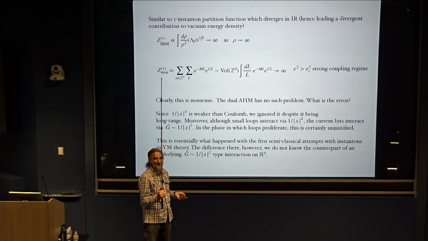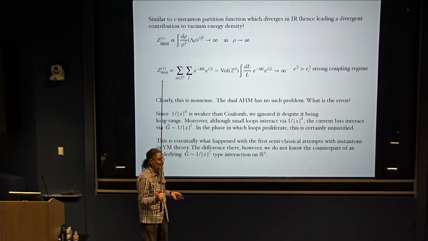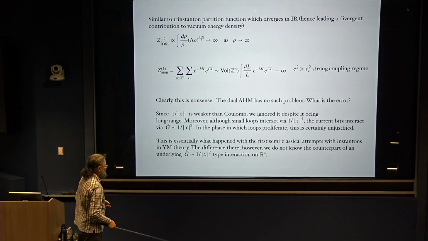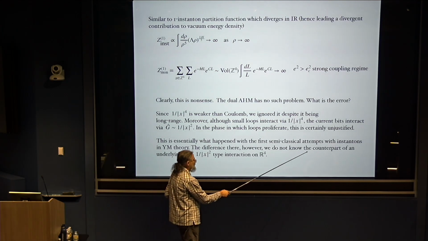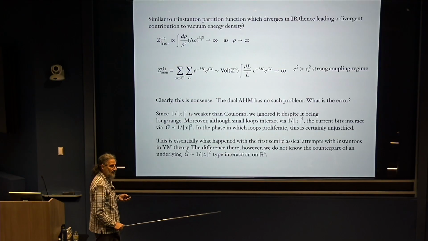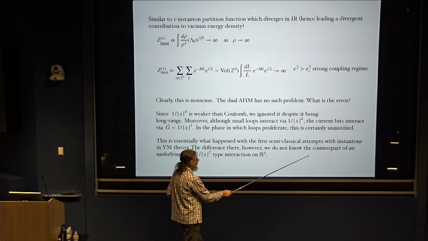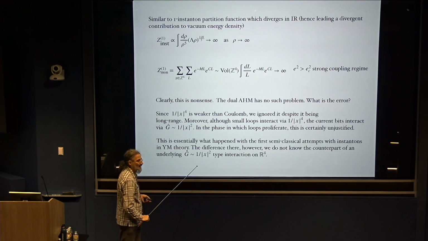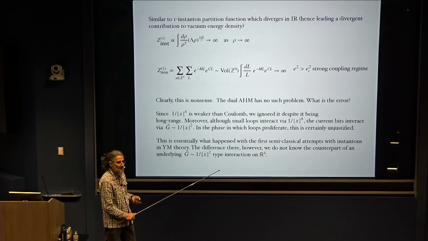It is like ignoring Coulomb interaction in a Coulomb gas. You will not get a Debye length, period. Okay? This is essentially, in my opinion, what happened in the first semi-classical attempts with instantons in Yang-Mills theory. However, the crucial difference in Yang-Mills theory is that we do not know the counterpart of this underlying 1 over x squared type interaction, or what gives rise to it. This is the thing that we do not know.